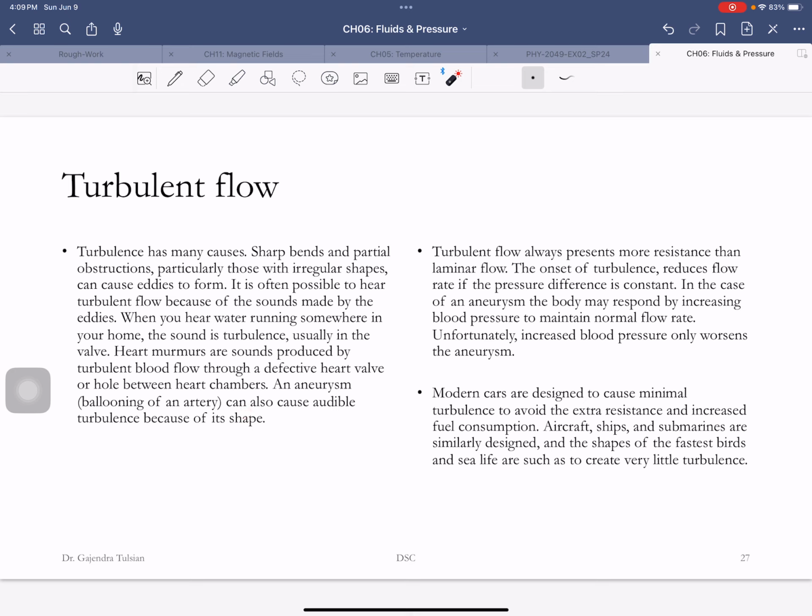So defective heart valves, holes in the heart chamber, aneurysms, they can all cause turbulence. Turbulent flow always presents more resistance than laminar flow. Okay, again, flow rate is the difference in pressure divided by resistance, and as soon as turbulence sets in, resistance increases and your flow rate drops. So if you want to maintain flow rate, you have to increase the pressure difference, and you're working harder. And higher pressures will cause problems elsewhere. Okay, and we'll see that in the next chapter.